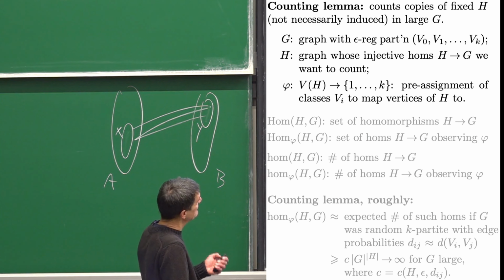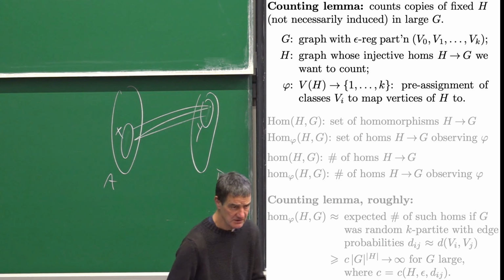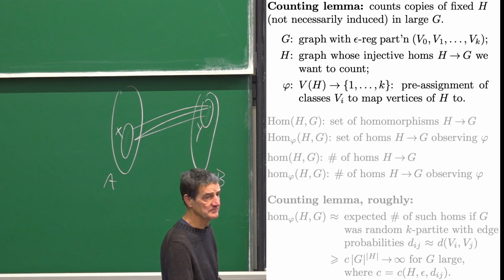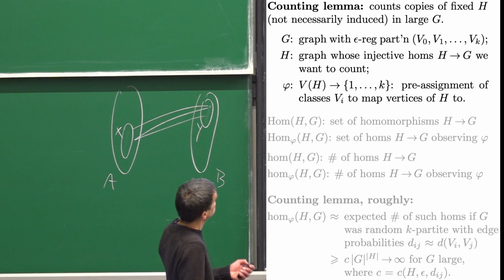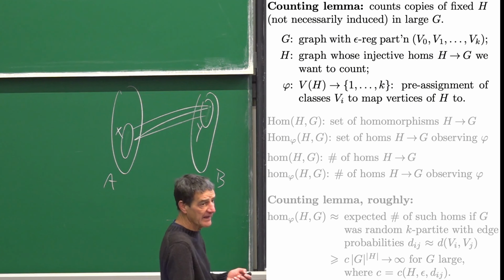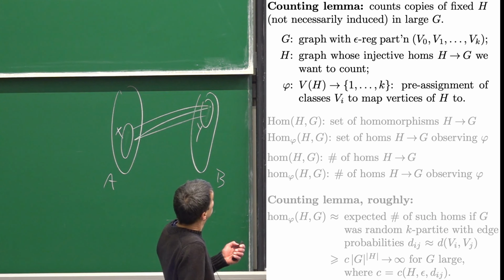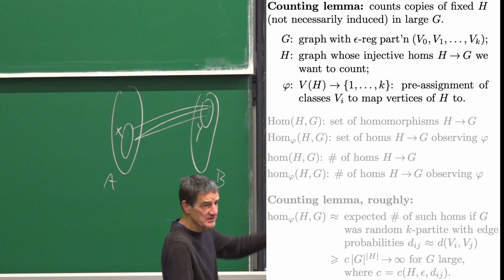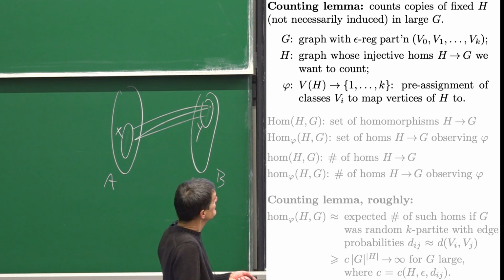It assumes that we have a graph that comes with an epsilon regular partition, V0, V1 up to Vk. And these pairs will have certain densities, and we'll be talking about those. So we're assuming that some epsilon regular partition or epsilon uniform partition is given when we consider a graph G.